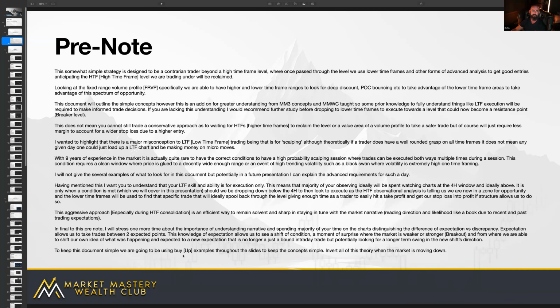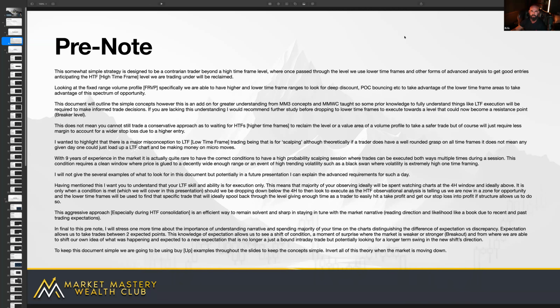And again, just to keep this document simple, I'm going to be using up examples tonight, guys. I'm not going to be talking about down and up and confusing you, but just look at everything from an up way. All the levels will be up. Reverse it in your heads for the short side, for the sell side, okay? But just to keep it simple, two-dimensional, everything is talking about buying tonight, buying off a level, okay?